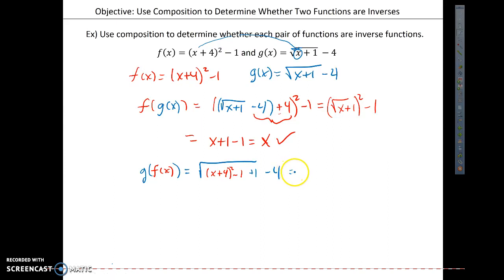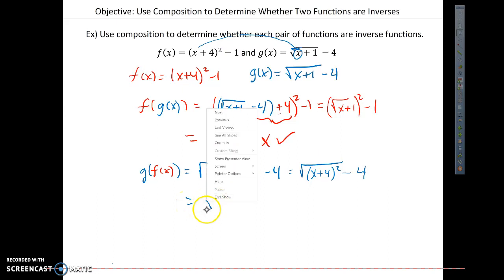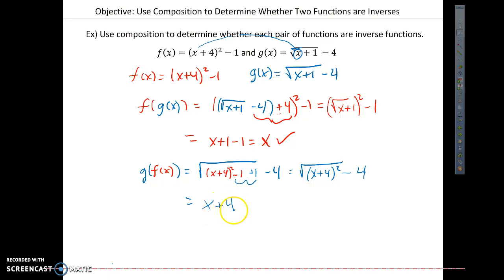And what happens on the inside of my square root is my negative 1 and 1 cancel to give me x plus 4, squared. And on the outside I have a minus 4, which gives me x plus 4 minus 4. Right, my square root and my square cancel. We can cancel those. And x plus 4 minus 4 is equal to x, which is what we want.